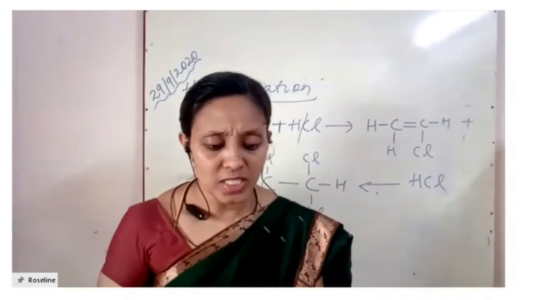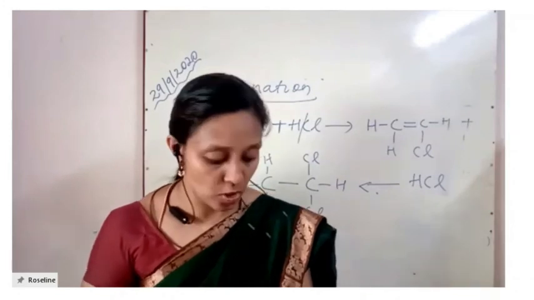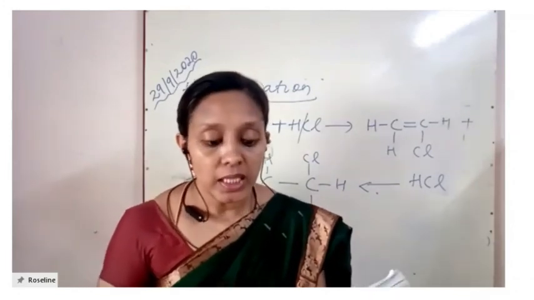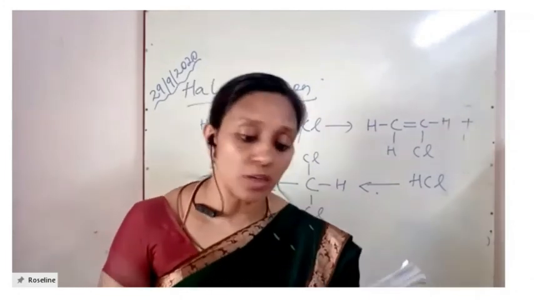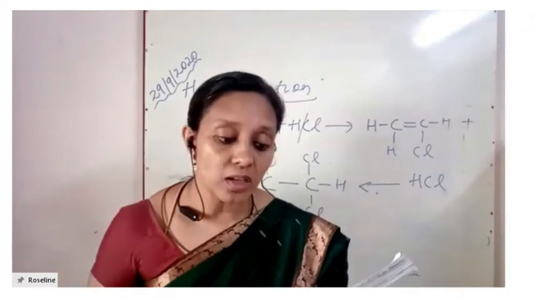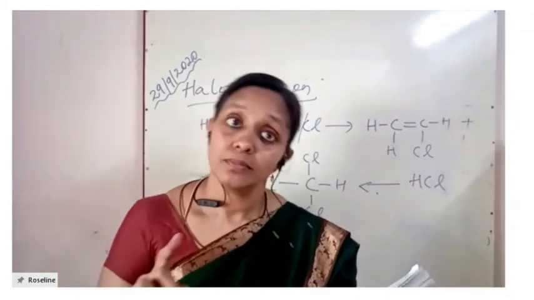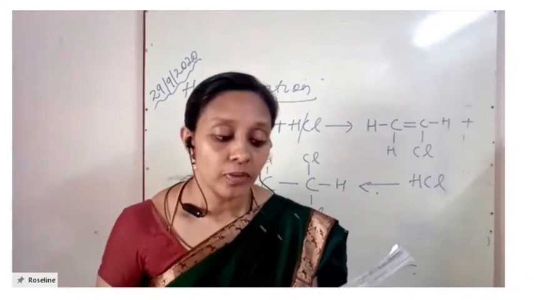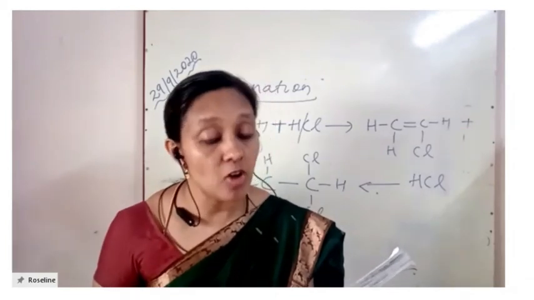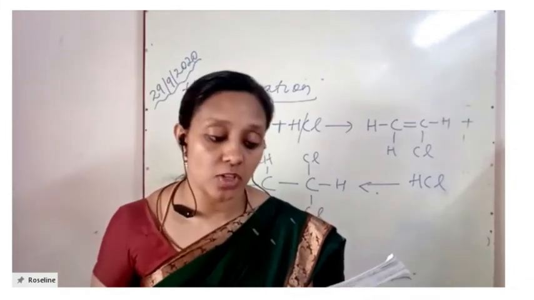Question number 10. Write balanced equations when ethene is burnt in excess of oxygen. You know the reaction. Ethene reacts with chlorine. That also is a direct question. It combines with hydrogen chloride. We also have seen this reaction.